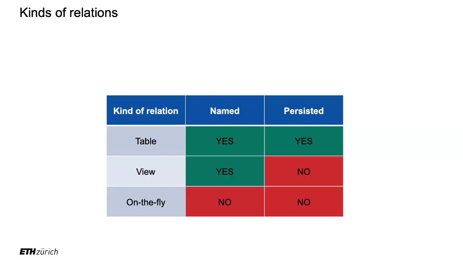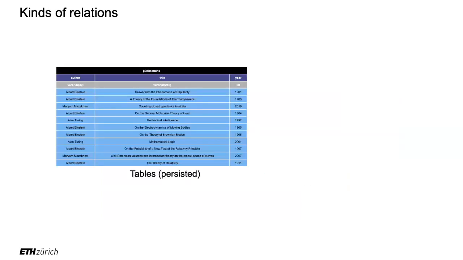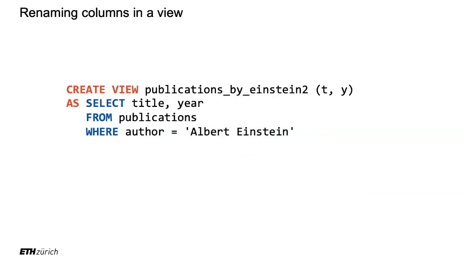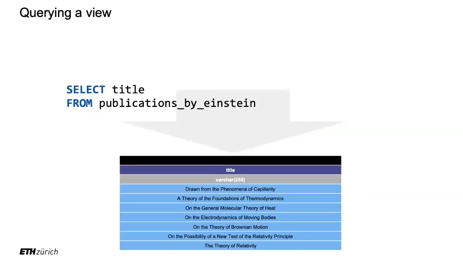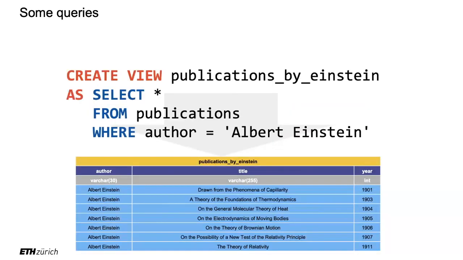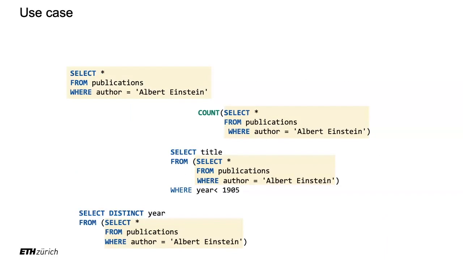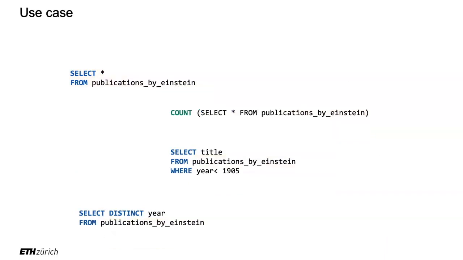Now, what does it mean that the view is not persisted by default? It means that if I have the query now, I come back to that query right here. It's going to take a bit more time to execute it because publications by Einstein, if it were a relational table, you just read it from disk, right? But publications by Einstein is a view. It's not a table. It means that you cannot just read it. You have to recompute it. So it's as if you were replacing it with this, right? So for this reason, it might take a bit more time.